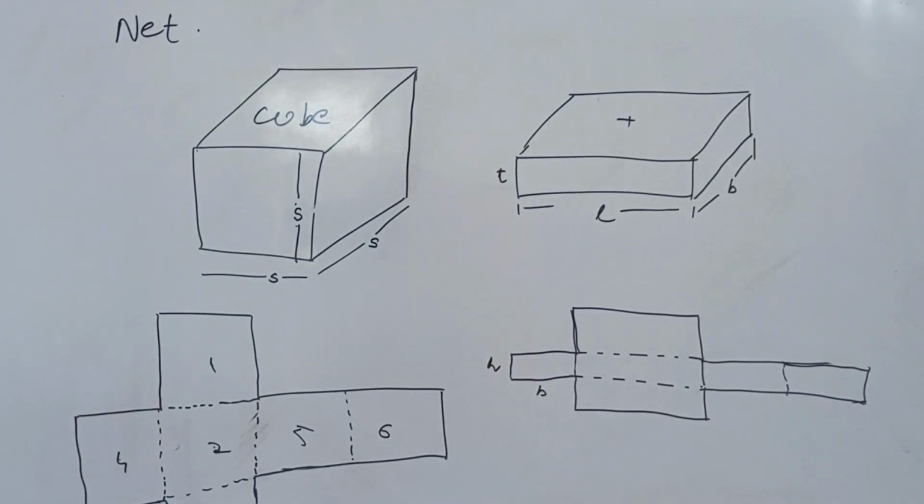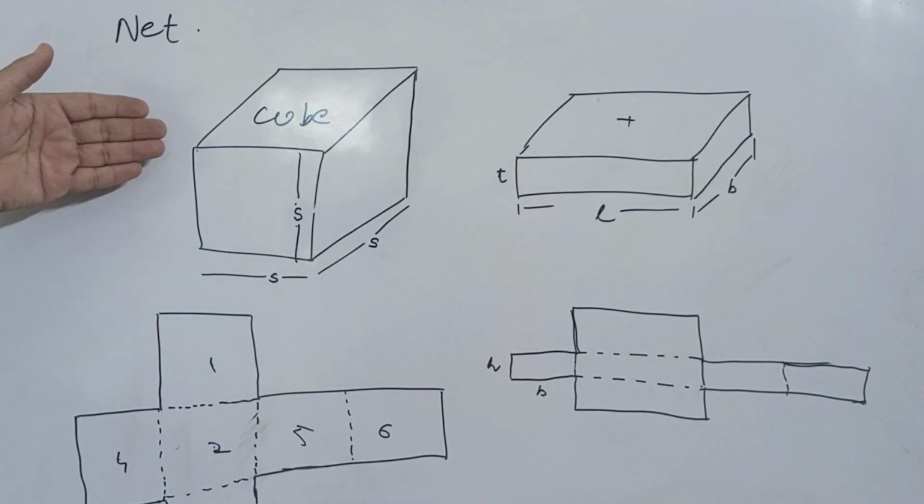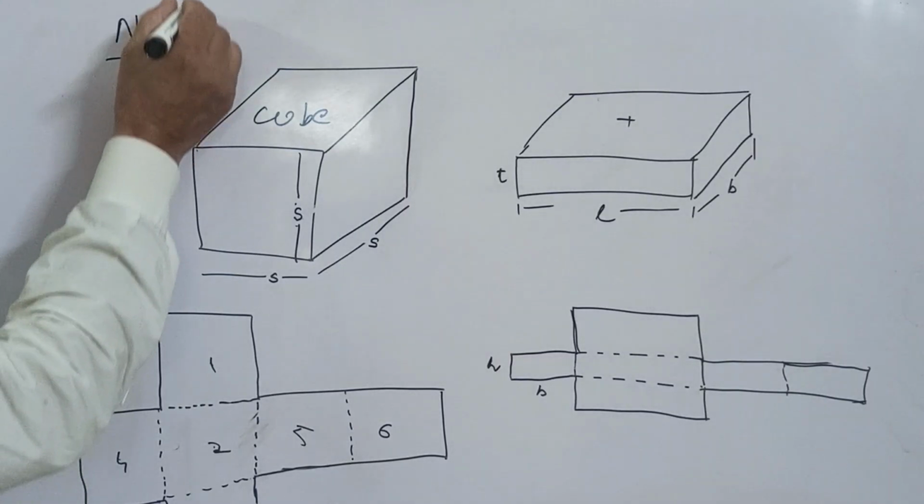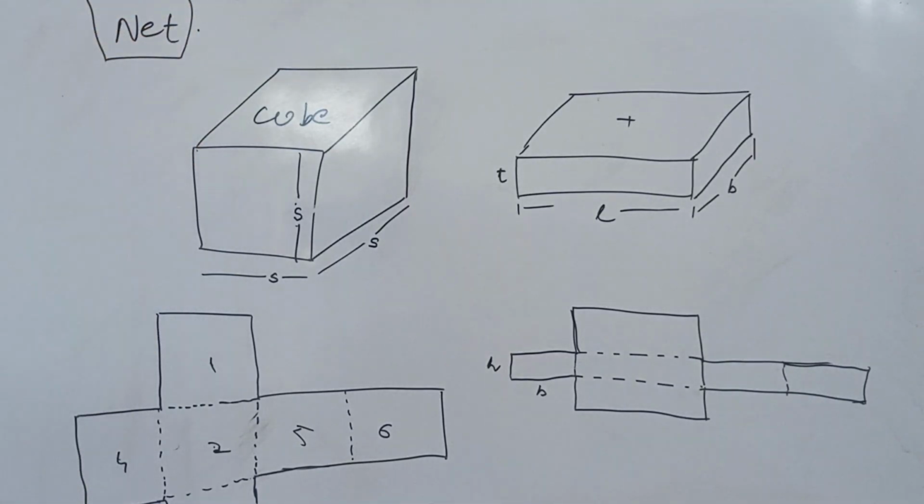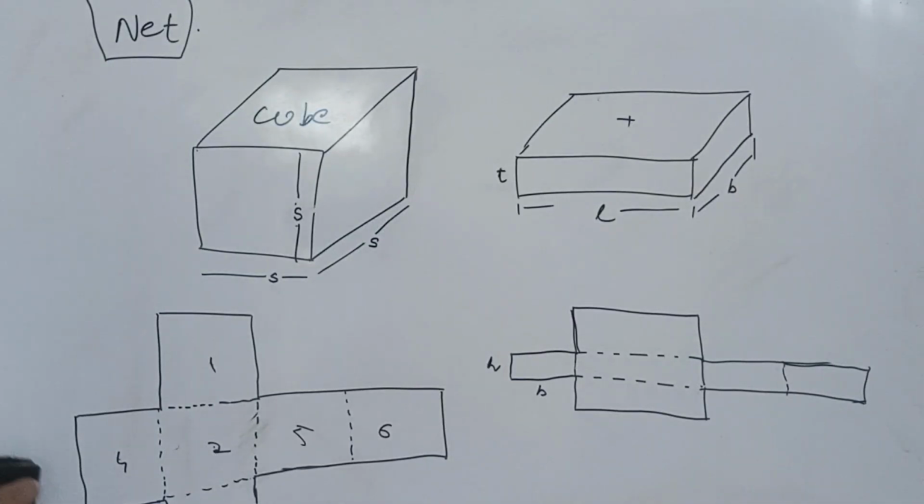We have many more 3-dimensional figures which we can convert into unfolded figures with 2 dimensions. To unfold a 3-dimensional figure into a 2-dimensional figure, it is called a net. Okay, it is called a net. So now exercise number 7.5 deals with this.